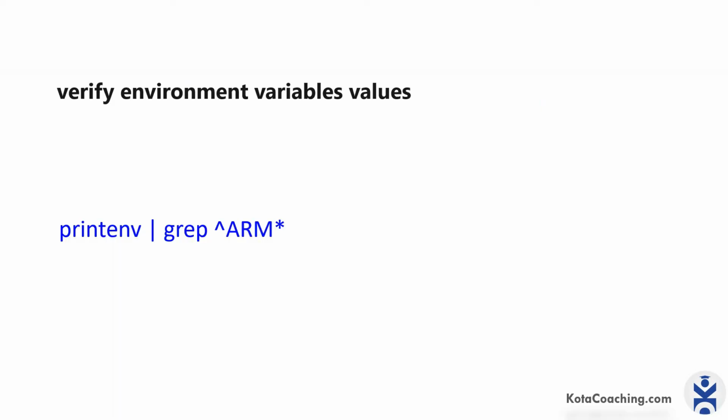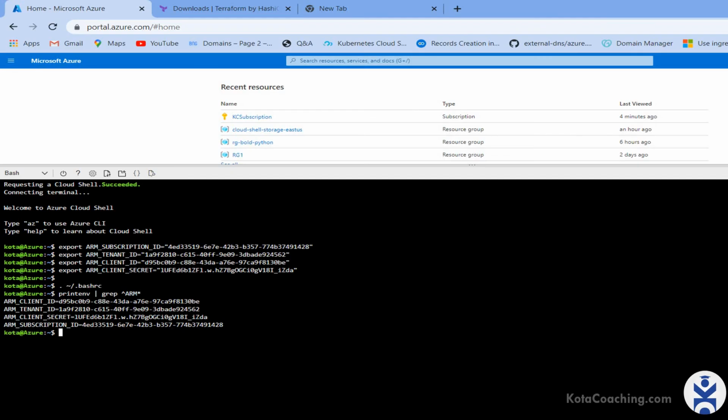Now we can verify the environment variable values. This is the grep command, and we can print the new environment variables. Run this command, and all are listed here. So we are good. We can proceed to perform the Terraform operations.